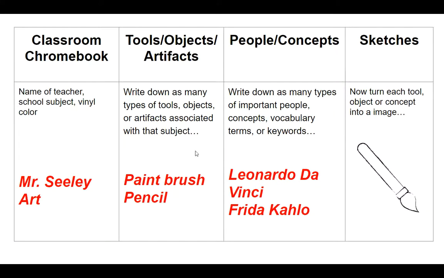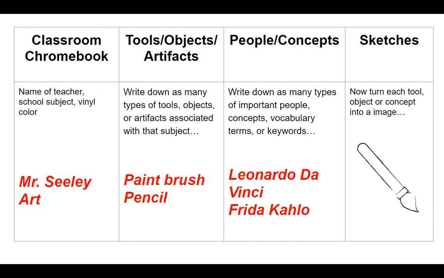Once you're done with that, then you're going to be writing down as many different tools, objects, or artifacts associated with that school subject. So in art, you have a lot of options. First 2 I'm thinking of: paintbrush, pencil. You probably write pencil down for a lot of different content areas and books, but again, pencil and paintbrush for art. Write as many as you can.